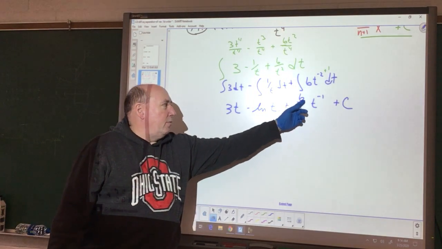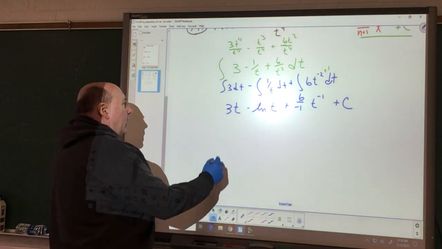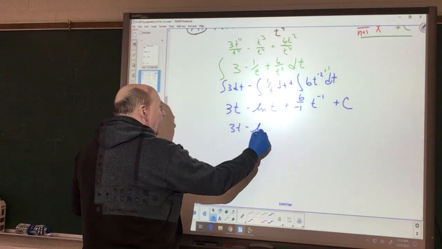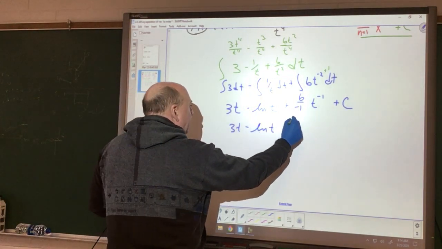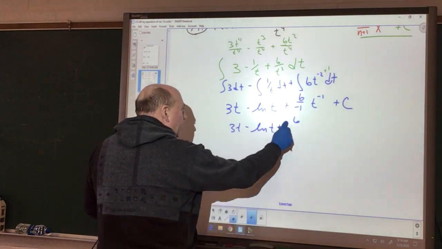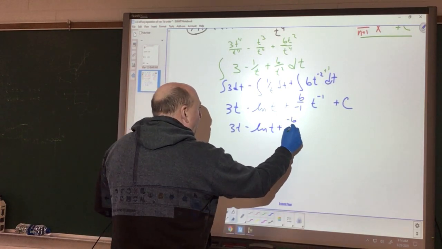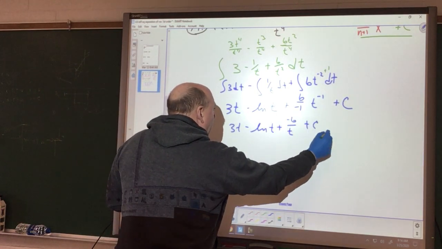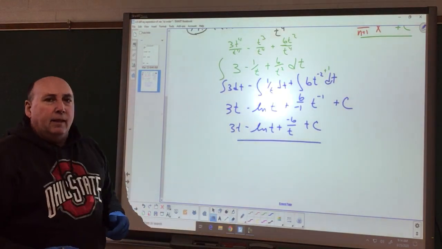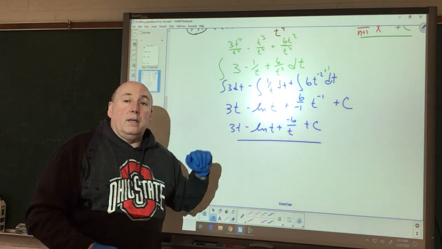This I still need to simplify. This comes down to negative 6 over t. So we have 3t minus ln of t minus 6, or plus a negative 6. It does not matter how you write that. You can go plus a negative 6, or you can just go minus 6 over t plus the value of c. And that's my antiderivative, or my indefinite integral.